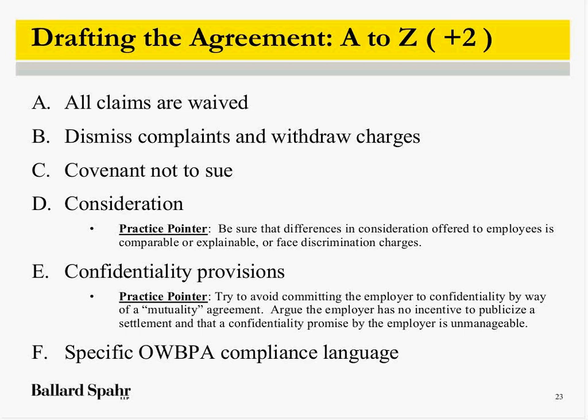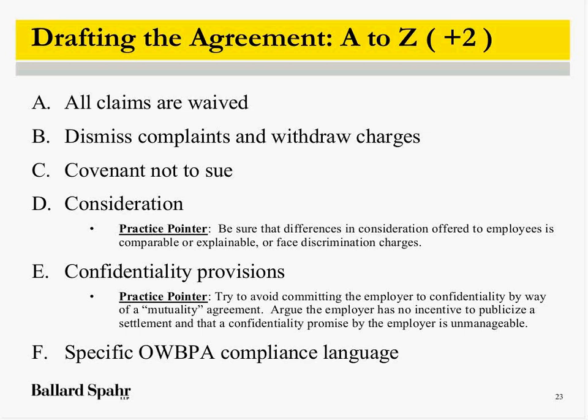Number two, dismiss all complaints and withdraw all charges with prejudice. Those are the magic words, and it is malpractice for lawyers not to include the with prejudice language. Also, include a requirement that the employee will execute any other documents or take any additional actions necessary in order to effectuate the settlement and dismiss or withdraw any pending legal proceedings.